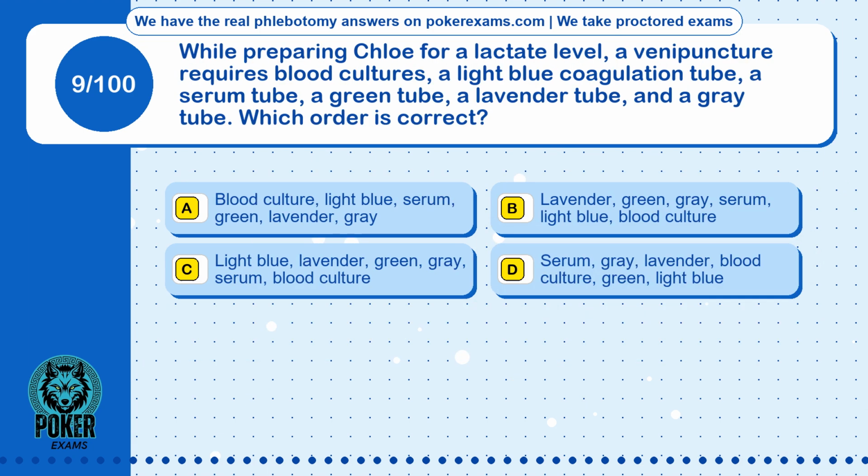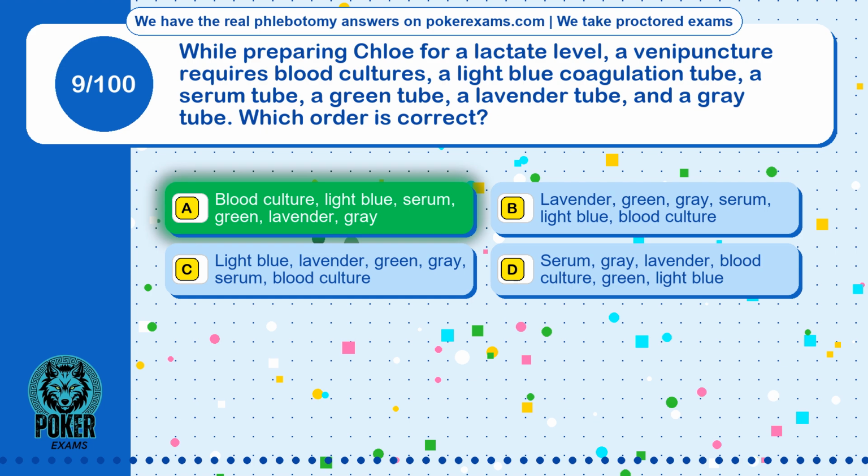Question 9. While preparing Chloe for a lactate level, a venipuncture requires blood cultures, a light blue coagulation tube, a serum tube, a green tube, a lavender tube, and a gray tube. Which order is correct? Option A, blood culture, light blue, serum, green, lavender, gray. Option B, lavender, green, gray, serum, light blue, blood culture. Option C, light blue, lavender, green, gray, serum, blood culture. Option D, serum, gray, lavender, blood culture, green, light blue.